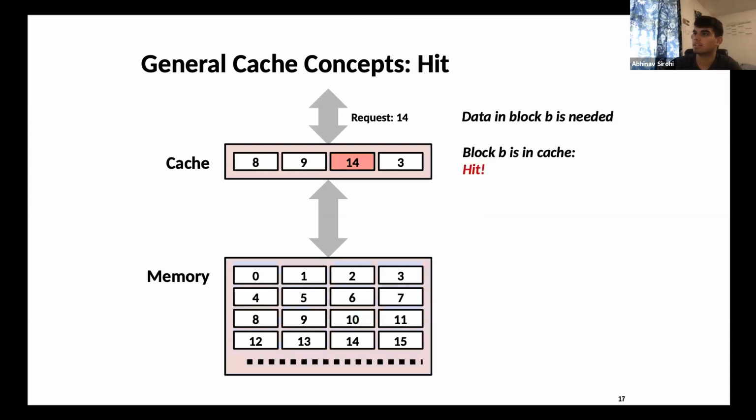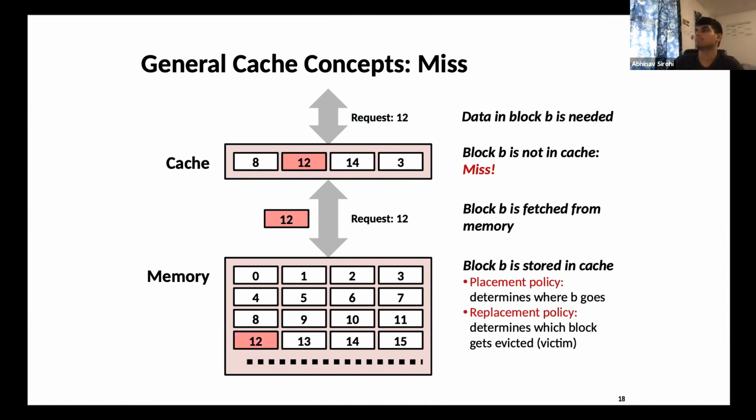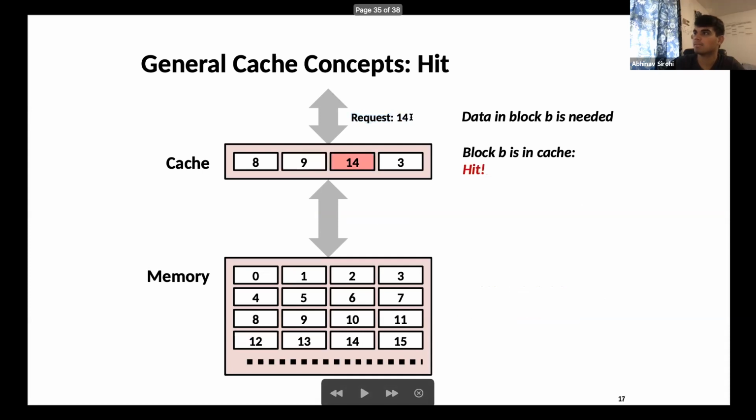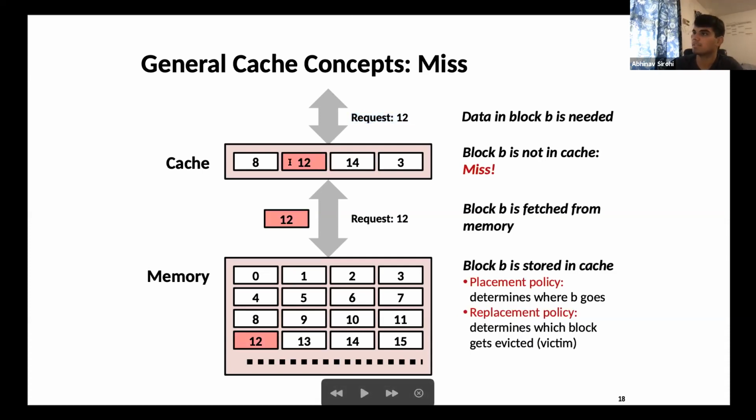So let's talk about the concept of a hit. If the CPU requests block 14 in memory, and it happens to find that block in the cache, then that is what we call a hit, because it was able to find the block that we needed. And when that doesn't happen, that's what we call a miss. So let's say we request 12 from the CPU. 12 is not there initially, right? So it's a miss.